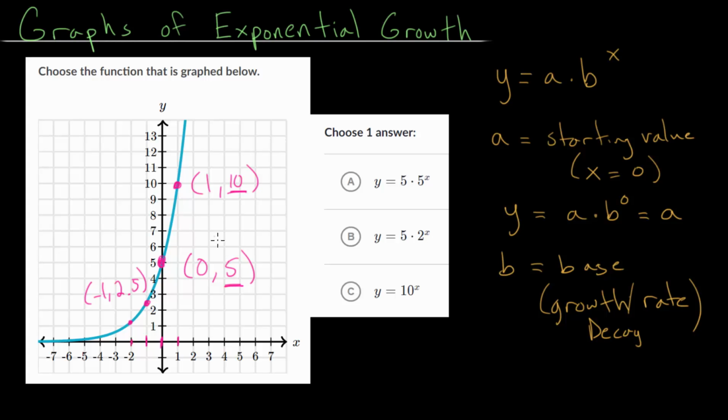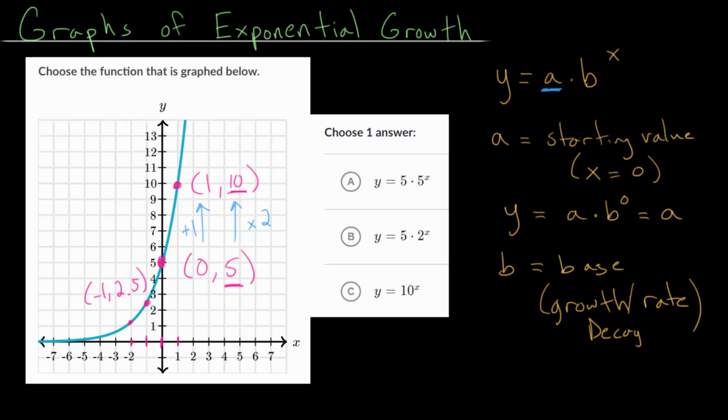And we just want to notice that as the x values increase by 1, the y values multiplied by 2. So they doubled. And that factor that we're going to multiply by, that's our growth rate. That is the base of the exponential expression. And we know our a value is going to be 5, since when we plug in 0 to our equation, we get 5. And whenever we plug in 0, that is what the starting value is here.